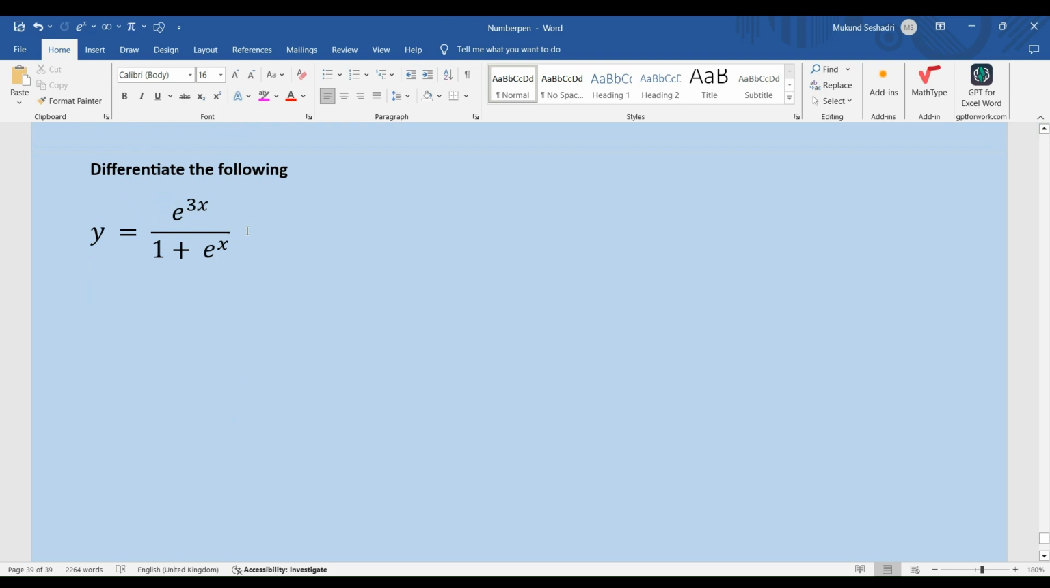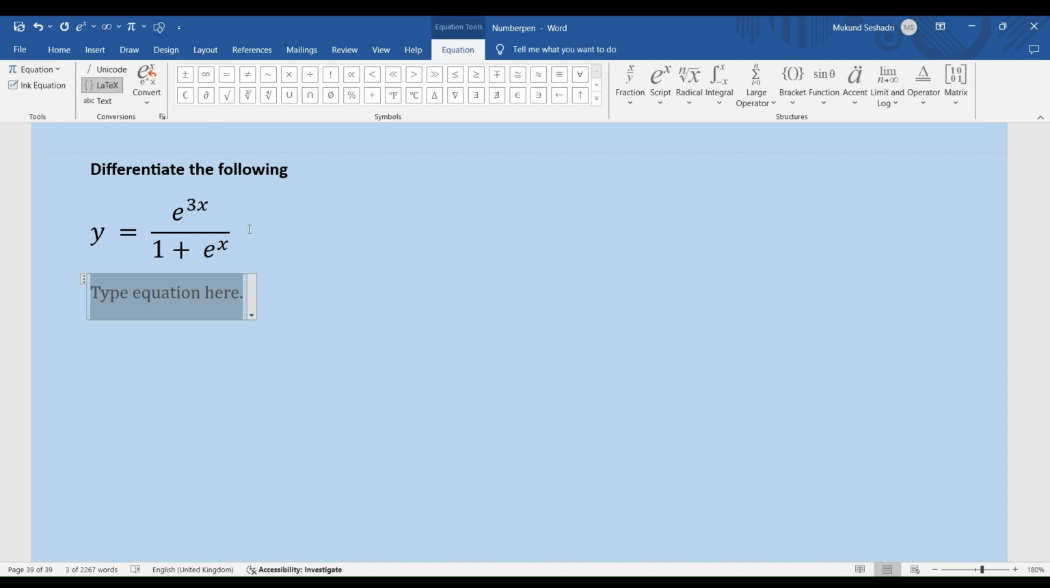So there we have the problem on the screen. y equals e to the power 3x divided by 1 plus e to the power x. Looks like we have a problem of the type u by v, which means that we will have to invoke the quotient rule of differentiation. And let's write down our u and v first before we actually get into solving this problem.